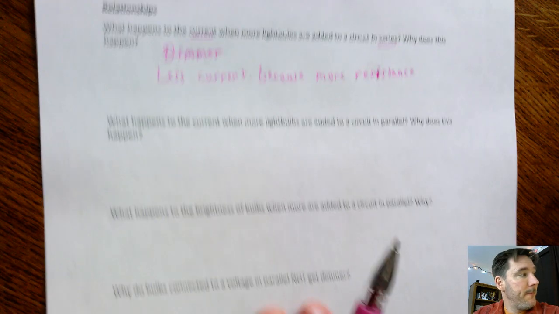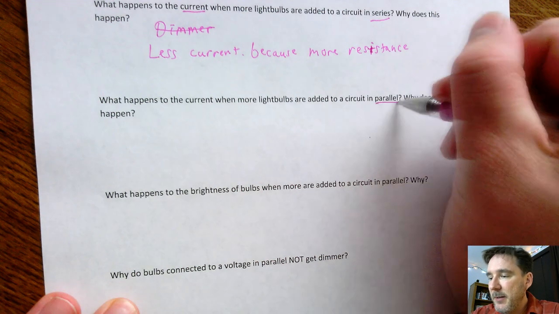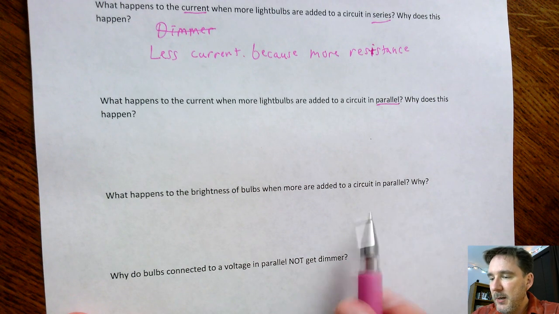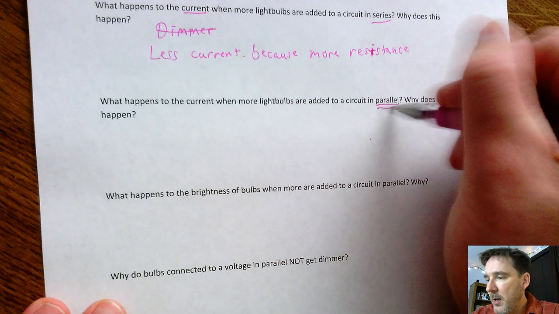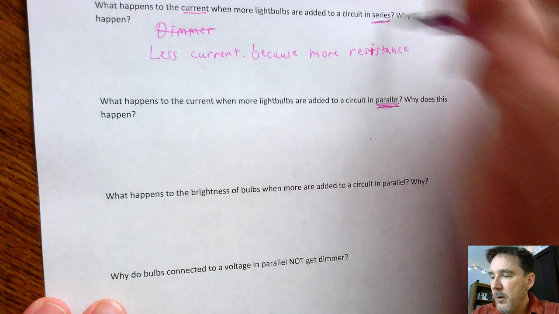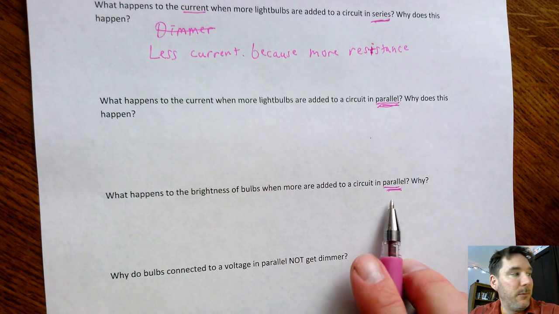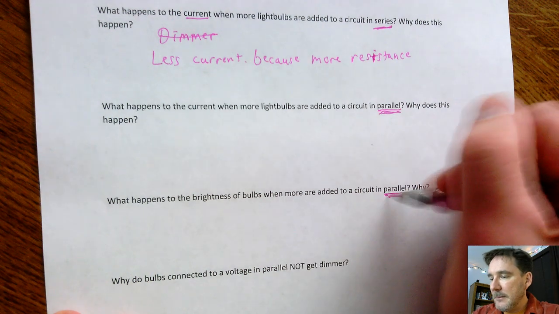What happens to the current when more light bulbs are added to a circuit in parallel? I think there might be a typo somewhere around here where I screwed it up and it said series. So just be careful. Look at these words here. One of these is wrong, and I think it's actually that third one that's going to be a typo on your copy. I apologize about that.